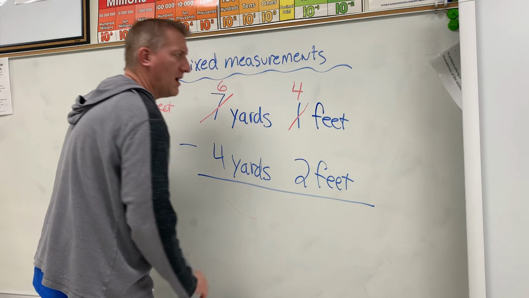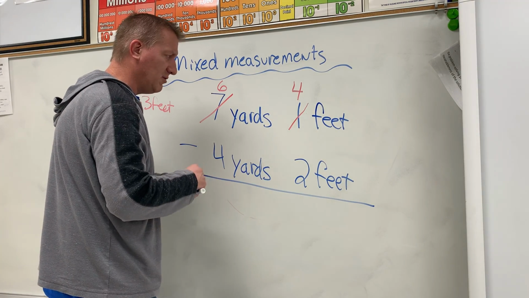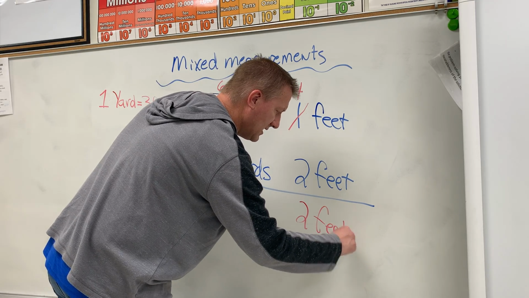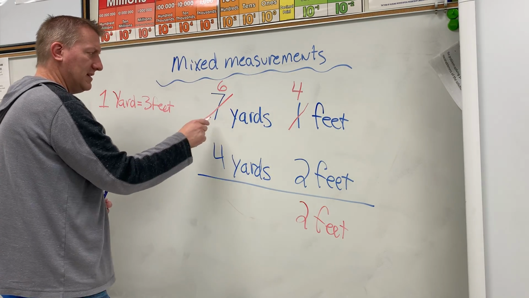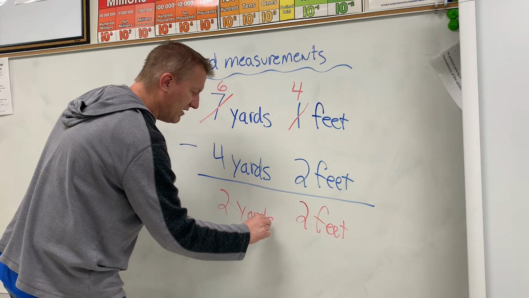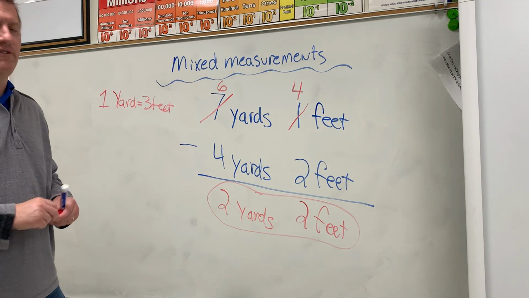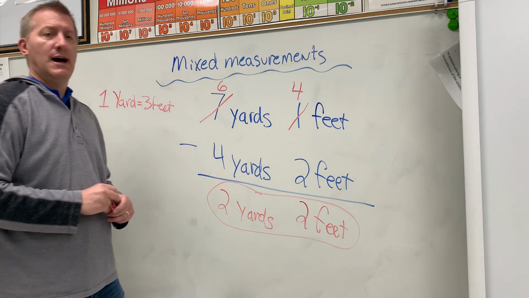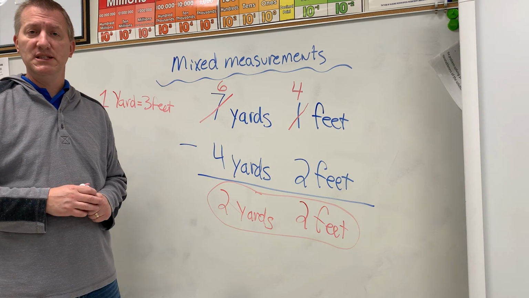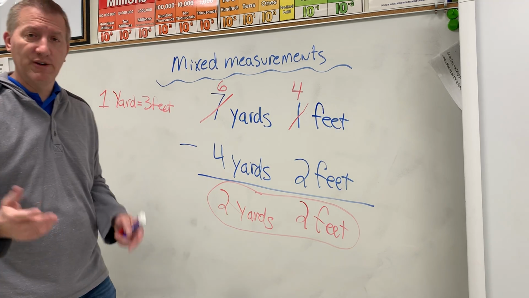Okay, all right. Then you subtract those. 4 minus 2 is 2 feet. And then 6 minus 4 is 2 yards. So your final answer is 2 yards and 2 feet. This is the best way that I know how to do these. So hopefully it works out for you guys too.